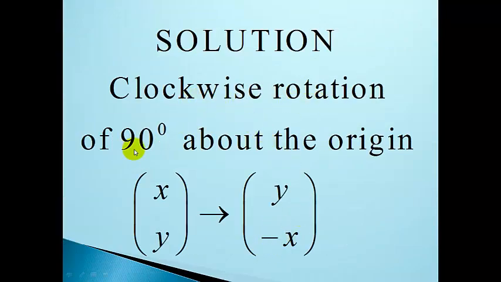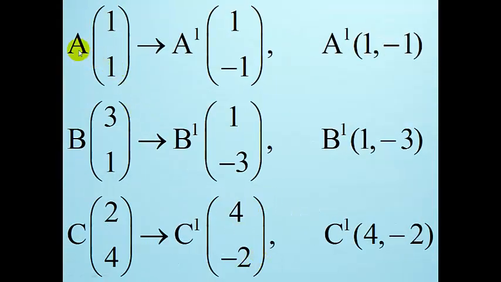Clockwise rotation of 90 degrees about the origin. The rule is (x, y) maps to (y, -x). That is, y goes up, x comes down, but the x coordinate is negated. Now, with the point A (1, 1), the image will be (1, -1), because 1 goes up, the 1 comes down, and we negate it. So A prime is (1, -1).